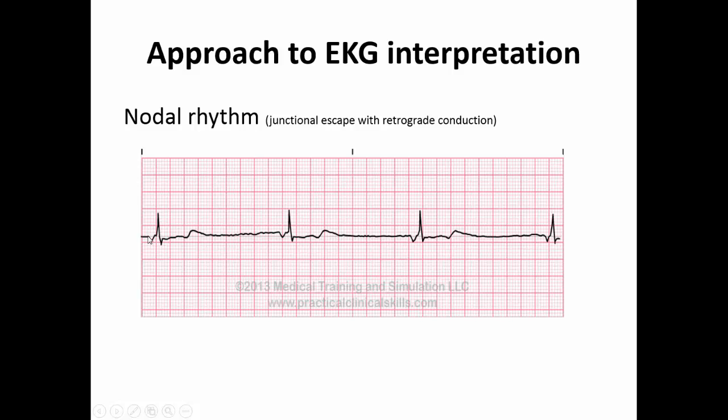That's because the electricity is starting at the AV node and going back up towards the atrium, so it's going in the wrong direction. Anytime electricity goes in the wrong direction, it causes the P wave to go the wrong direction, makes it upside down. And then from there, there's again a little pause as it finishes through the AV node, and then you get your QRS complex. So you've got a very slow rhythm here with an upside down P wave. That's what we call a junctional escape or low nodal rhythm, with retrograde conduction through the atrium at least.